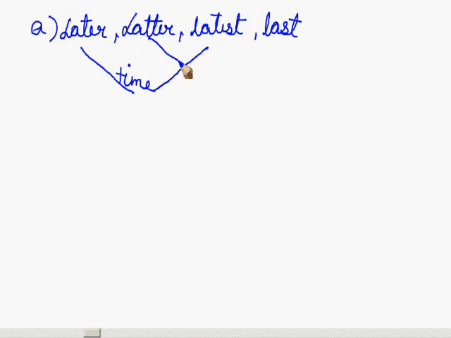Second, latter and last refer to position. For example, if I say the latter chapters are lacking in interest, and for last, the last chapter is carefully written. Last is telling the position which is kept last, and the opposite of latter is former. To make the meaning of latter more clear, the opposite of latter is former.